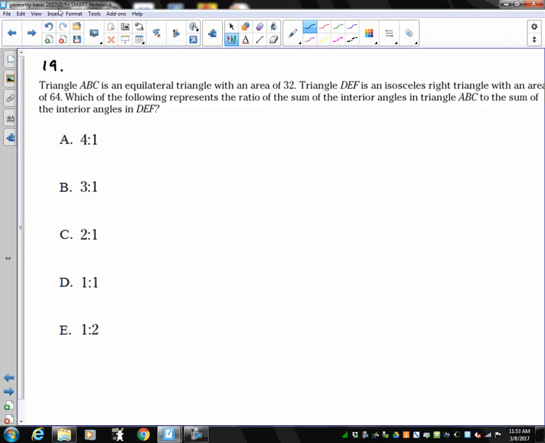And the other triangle has an area of 64. So which of the following represents the ratio of the sum of the interior angles in triangle ABC to the sum of the interior angles of DEF? So two triangles here, ABC. This is a trick question, by the way. And we have triangle DEF.